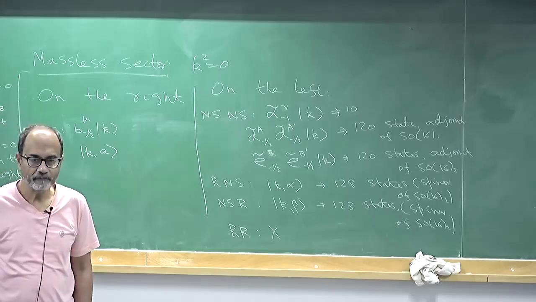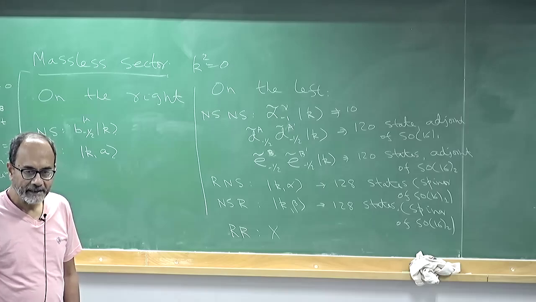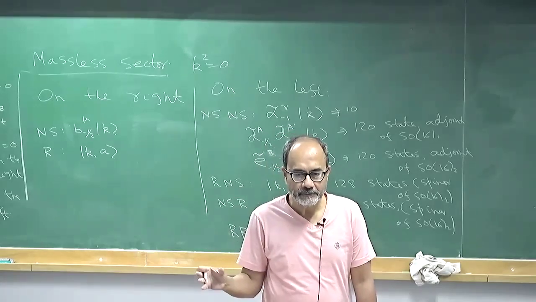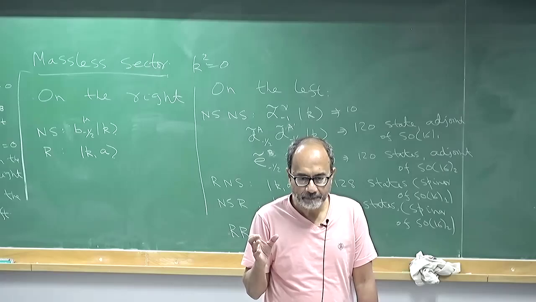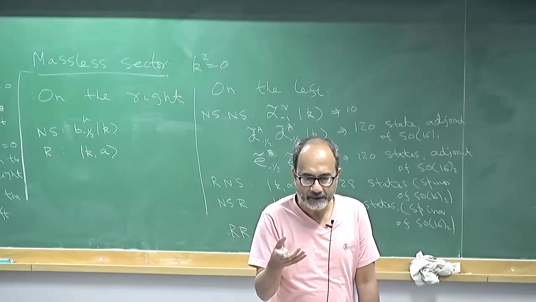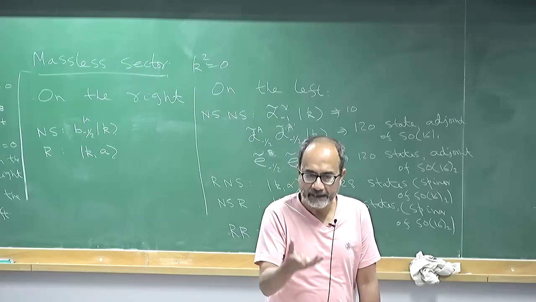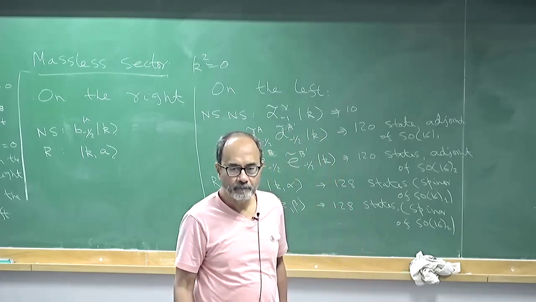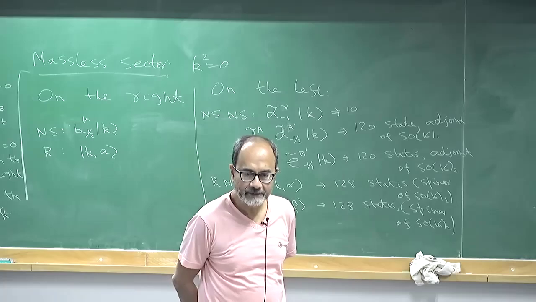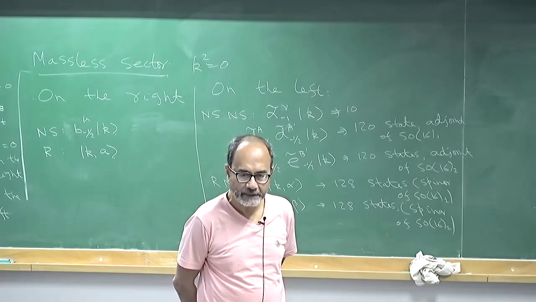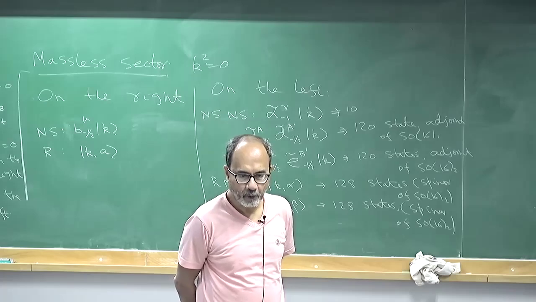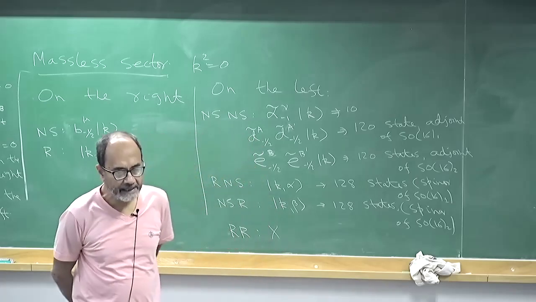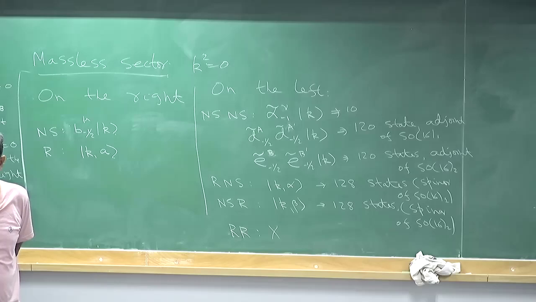But if it's a product, it will be the adjoint of the first group times the adjoint of the second group. Suppose the group is G1 times G2. Then the gauge fields will transform in the adjoint of G1, singlet of G2, and singlet of G1, adjoint of G2. It couldn't have transformed as a spinor of G1, right? So G1 has to be expanded. So the new group that you are looking for has to contain G1, and it cannot be a simple product.